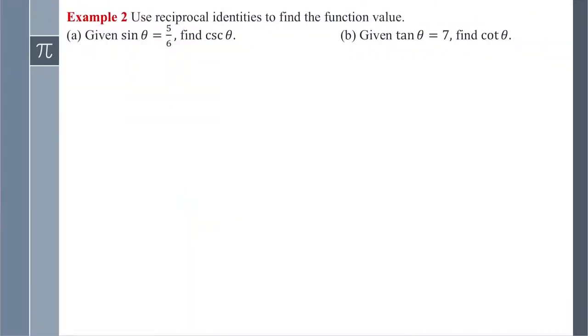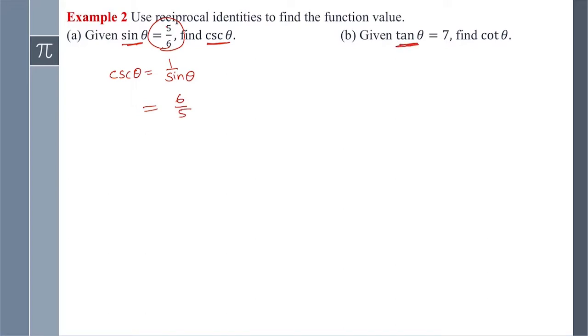Now let's use some of those identities that we just taught in order to find the values of some trigonometric functions. This one says use the reciprocal identities to find the values of the given function. We are given sine theta equals 5 over 6, and we are asked to find cosecant theta. We know that cosecant theta is the reciprocal of sine theta, which means the value is just the reciprocal of whatever the sine value was. So it's 6 over 5.